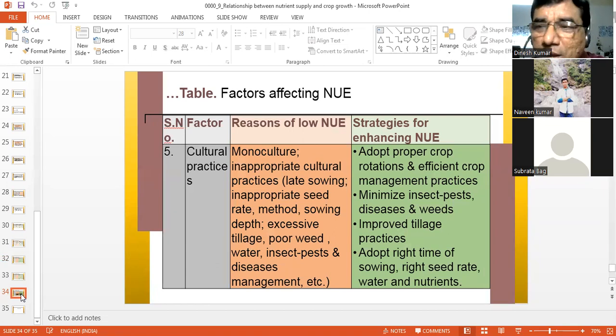So therefore, you can at least remember the factors: climatic factors, soil factors, crop factors, fertilizer factors, and cultural practices. These 5 factors will affect the nutrient use efficiency, and a complete question can come sometimes in your life on this subject. Why is nutrient use efficiency low? How can you improve the nutrient use efficiency by managing the adverse climate, by managing the adverse soil, by getting the best crops, and by getting the best cultural and fertilizer practices?